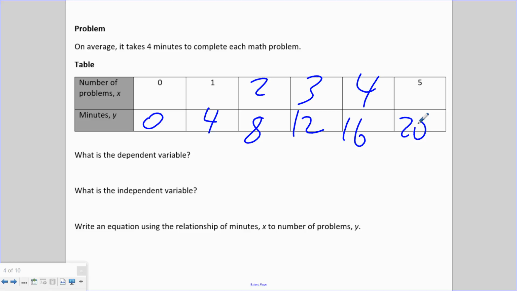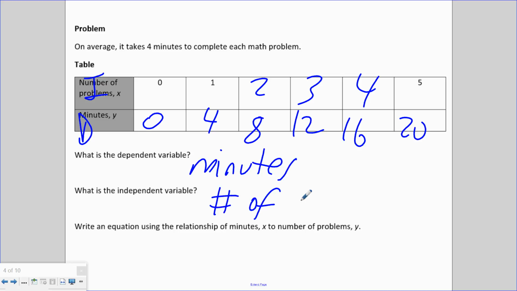Which side is dependent, and which is independent? All right, let's think about it. Does the number of problems depend on how many minutes? Or to find the minutes, does it depend on how many problems you're working with? The second statement makes sense. So the dependent is the minutes, and the independent is the number of problems.